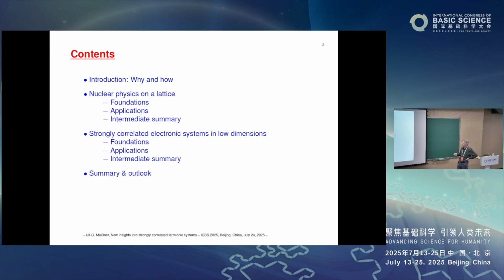Fermionic systems. Then I will discuss nuclear physics on a lattice, where I'll discuss the foundation and the applications. And then I come to strongly correlated electronic systems in low dimensions. Again, I discuss the foundations and the applications, and I give a general summary and outlook.